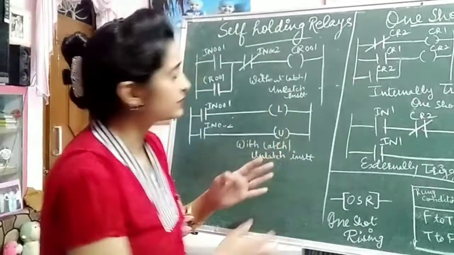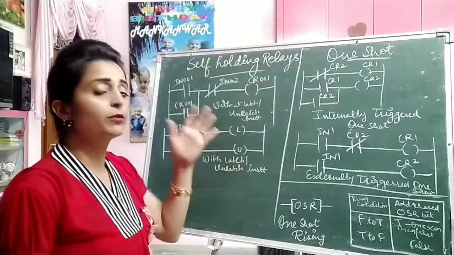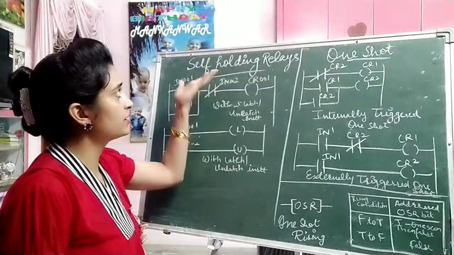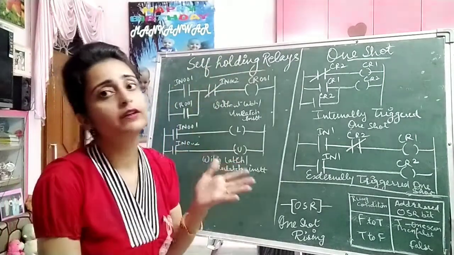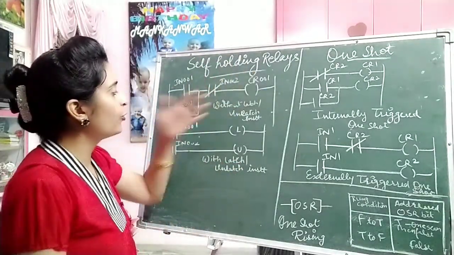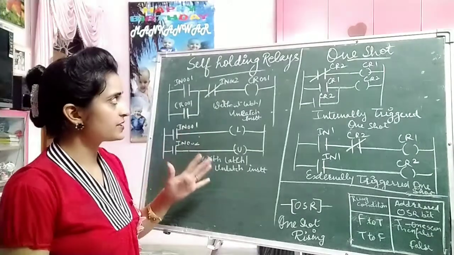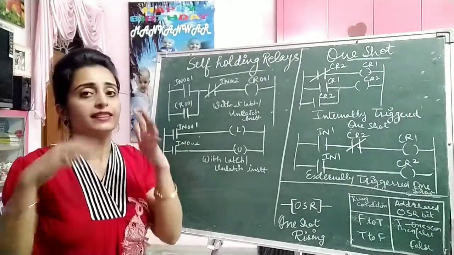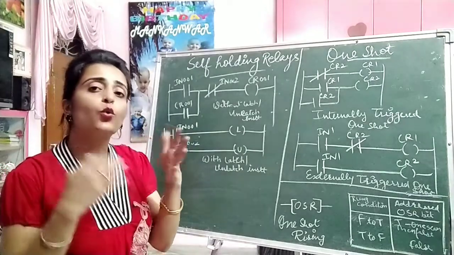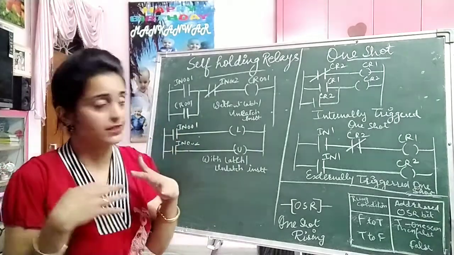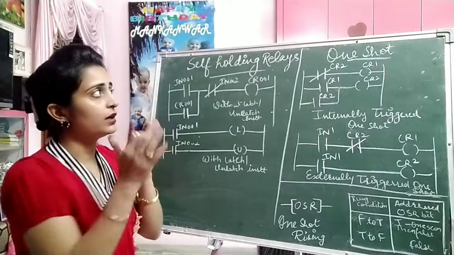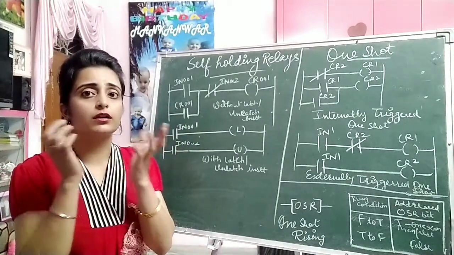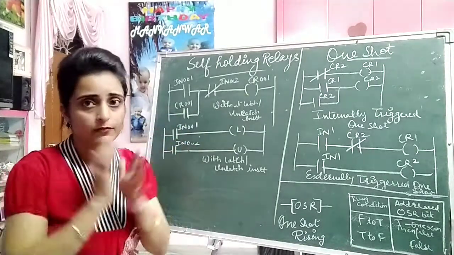So the next topic of the bit instructions is the self-holding relays, right? In the self-holding relays, as the name suggests, self-holding, that type of relays hold themselves by themselves, holding their position, their state, by themselves.